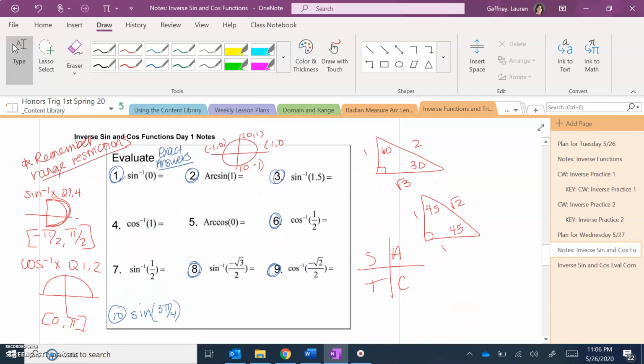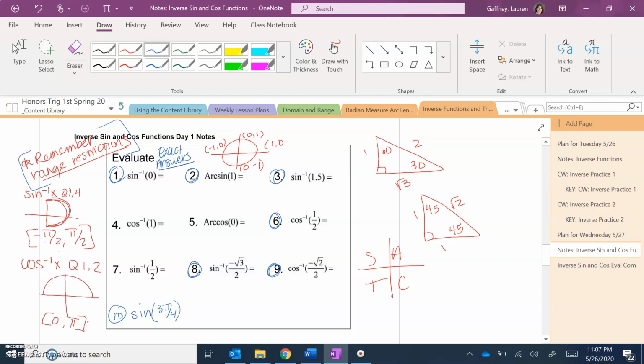So now, let's use some of these ideas. Key thing, I know I have a lot written here. I just had it all set up to save time in the video. You'll need your special right triangles, your ASTC, your unit circle. And this I just copied from above. You want to remember your range restrictions when you're evaluating this. So if you apply sine inverse, your only answers can be in quadrants 1 or 4, from negative pi over 2 to pi over 2. If you apply cosine inverse, your only answers can be in quadrants 1 and 2, from 0 to pi.